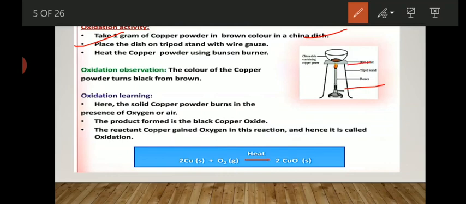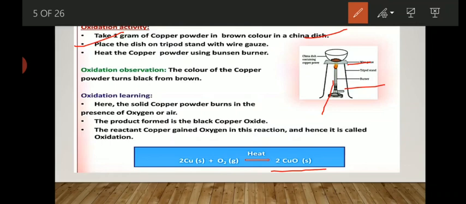Heat the copper powder using a Bunsen burner. The name of this burner is Bunsen burner. Now what observation will you get? The color of the copper powder turns black from brown. Immediately the color of copper turns black from brown. Now what happened here? Copper got mixed with the environmental oxygen and got oxidized, and because of that oxidation, a copper oxide compound is formed.